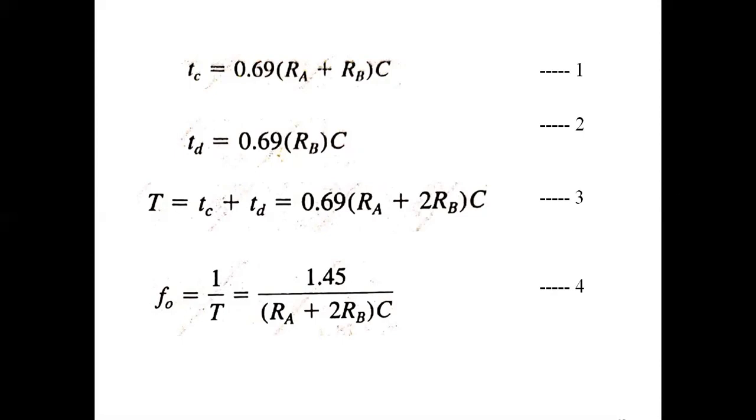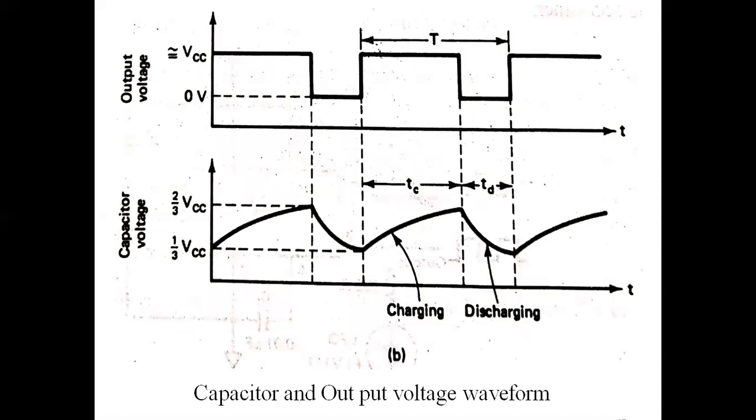And this is regarding the astable multivibrator, the 555 timer. So using an astable multivibrator we can calculate the percentage duty cycle also. This is the output voltage and capacitor voltage of the astable multivibrator.